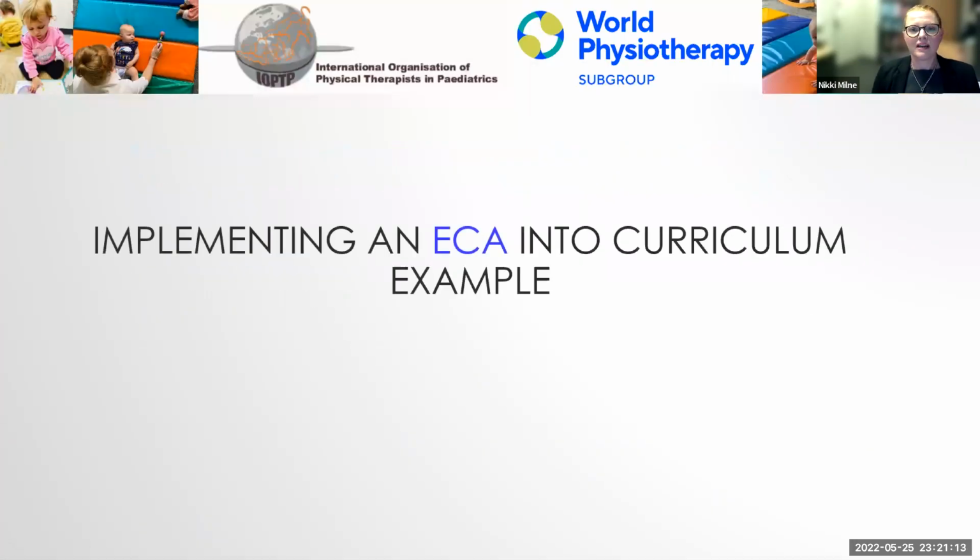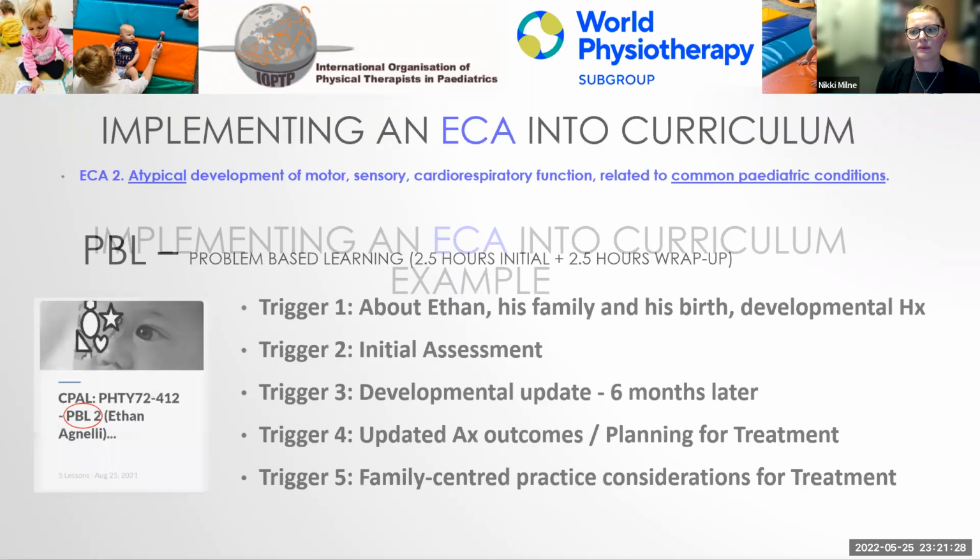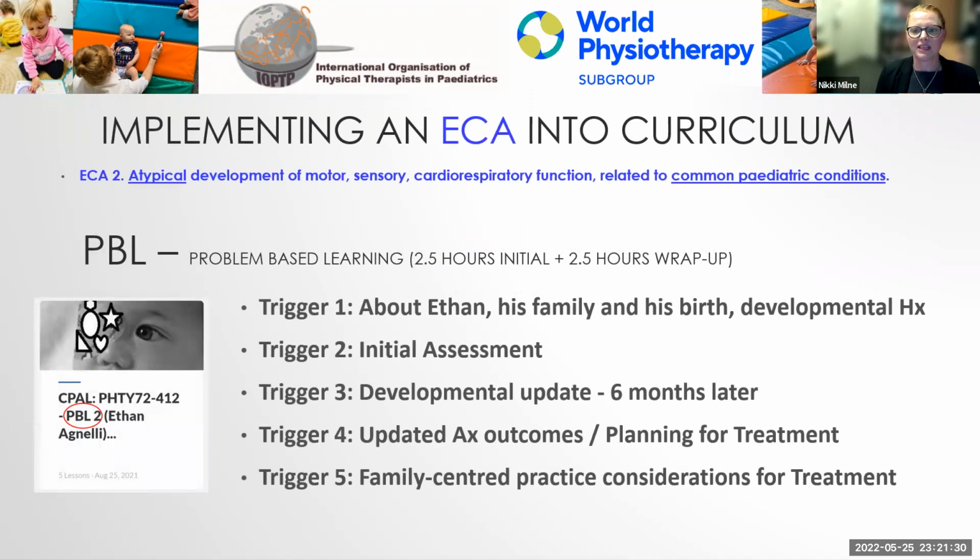We thought it might be nice also to share some examples of how we're integrating the ECAs or the RCAs into our curriculum. So there's no perfect solution for doing this, no perfect way, but this is just one way that we thought it might be nice to share with you. So we've selected ECA 2, which is atypical development of motor, sensory, cardiorespiratory function related to common paediatric conditions. So Yasser spent some time talking about the rationale behind the inclusion of this particular ECA.